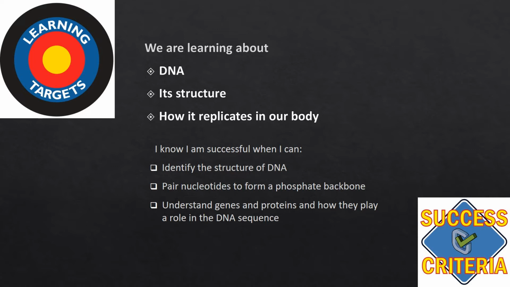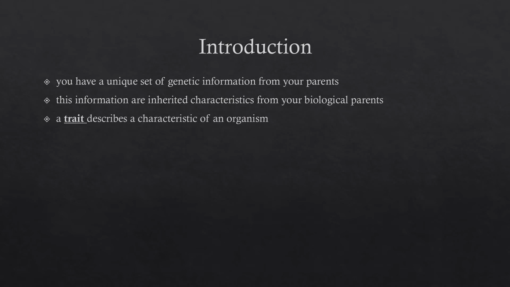So to start off with, we know that we have genetic information and it comes from our parents, and these are inherited characteristics that you get from your biological parents. Now, these characteristics, we call them traits. We're going to talk about traits later on, maybe in a week or two, when we look at Punnett squares and how these traits are being passed on. But as for today, we're going to take a look at what DNA is.